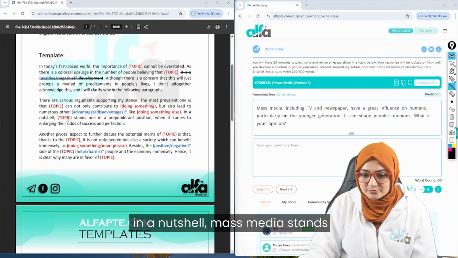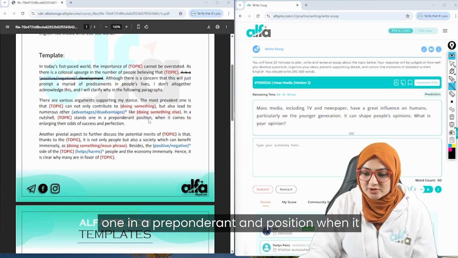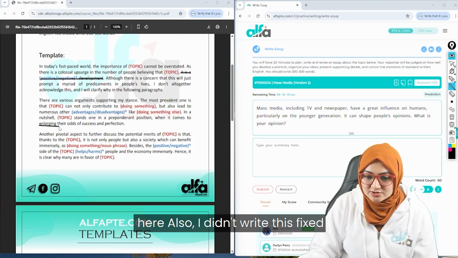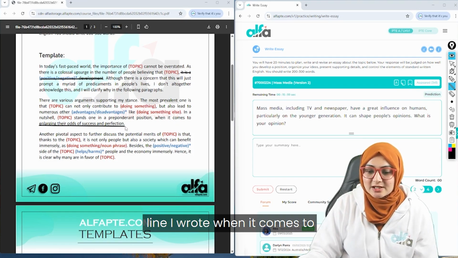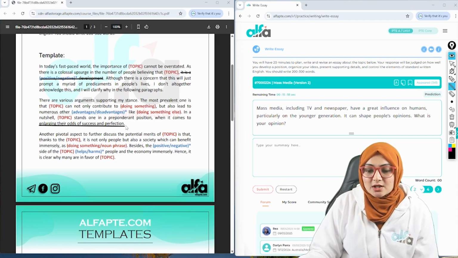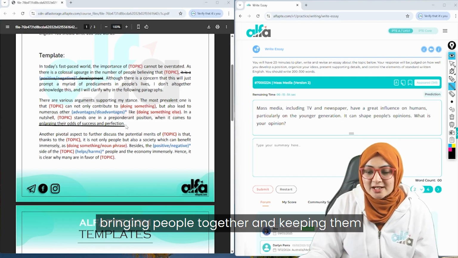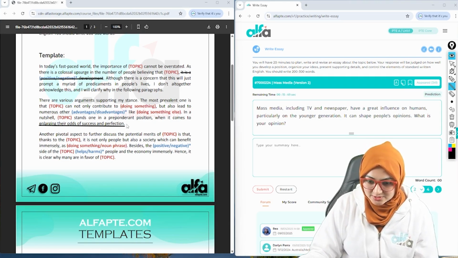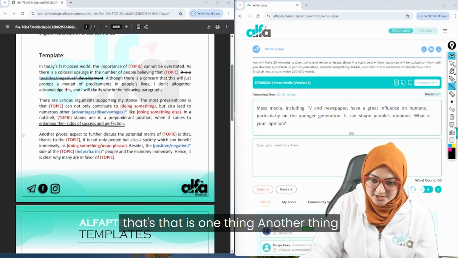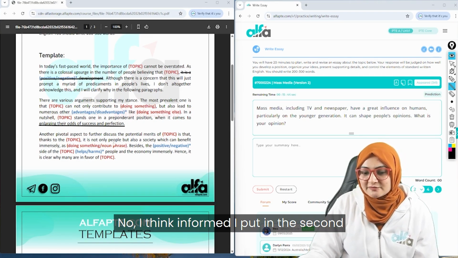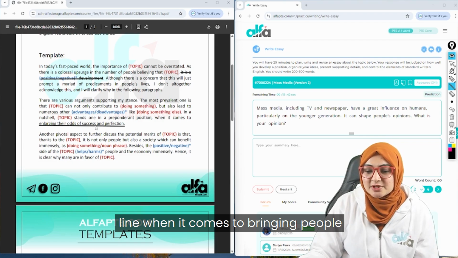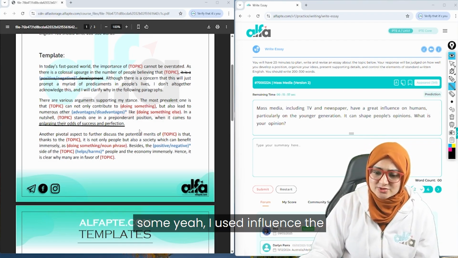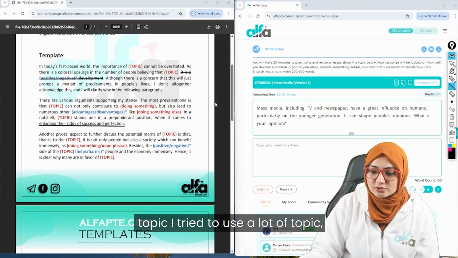In a nutshell, mass media stands in a preponderant position when it comes to, now after, when it comes to, here also I didn't write this fixed line. I wrote when it comes to bringing people together and keeping them informed. Okay, that is one thing. Another thing, I think informed I put in the second line, when it comes to bringing people together and influencing them. Yeah, I used influence the topic. I tried to use a lot of the topic.